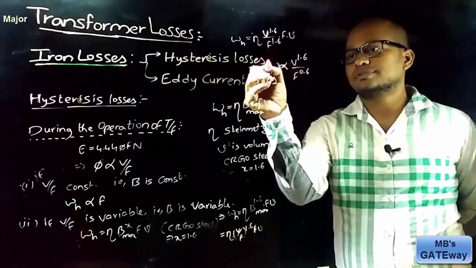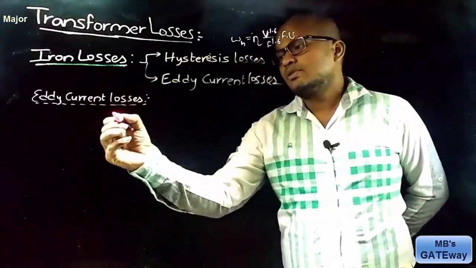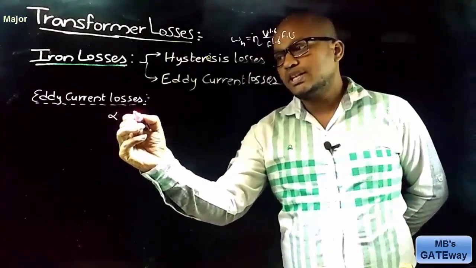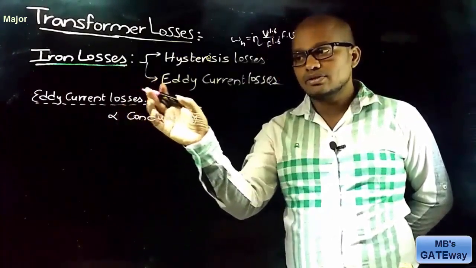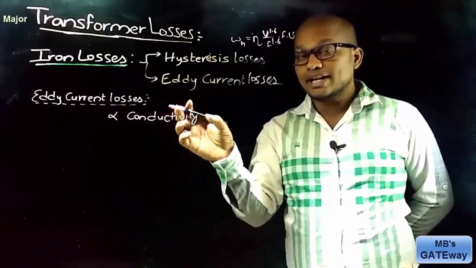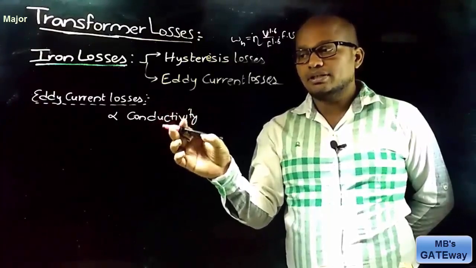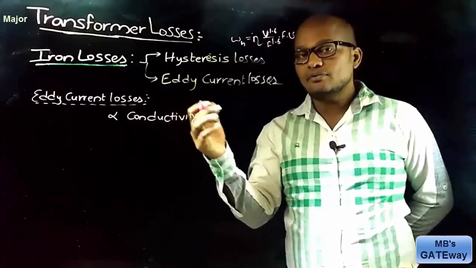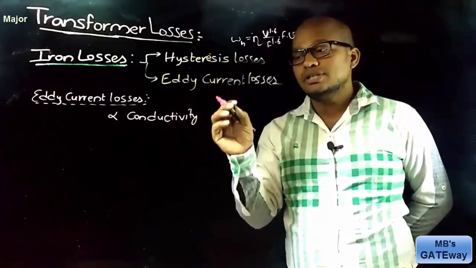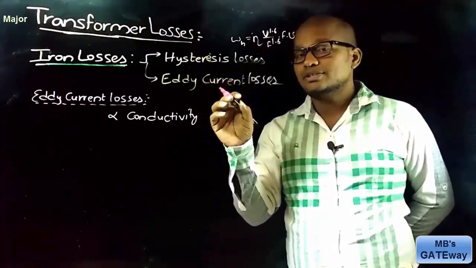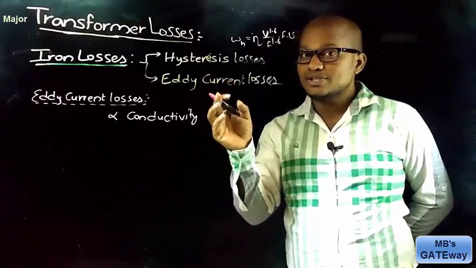And next, eddy current losses, which are directly proportional to the conductivity of the core material. So to have less eddy current losses, we need to decrease the conductivity of the core material. That is, we need to increase the resistivity of the core material, and that is done by adding 3 to 4% of silicon in the core material, that is 3 to 4% of silicon in CRGO material.